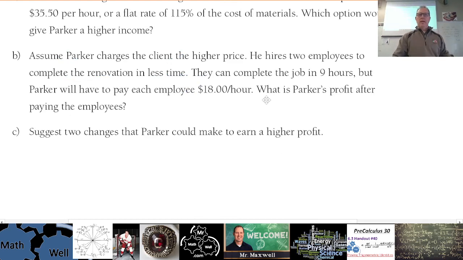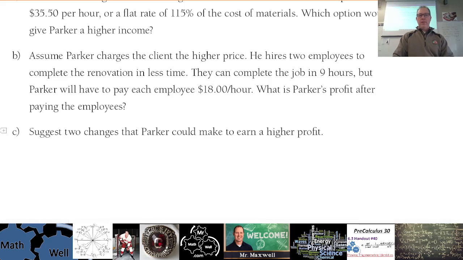Number 2, so B here, assume Parker charges the client the higher price. He hires 2 employees to complete the renovation in less time. They can complete the job in 9 hours, but Parker will have to pay each employee $18 an hour. What is Parker's profit after paying his employees? So he charges the 15% on top of the supplies, but then he has 2 employees at $18 an hour for 9 hours. So that's like $36 an hour for 9 hours because there's 2 people.